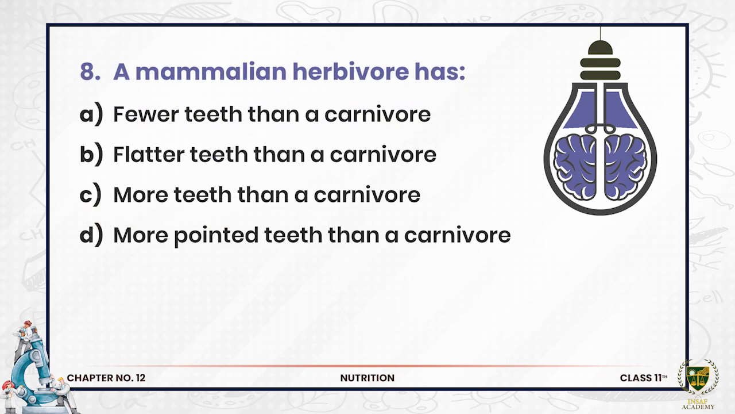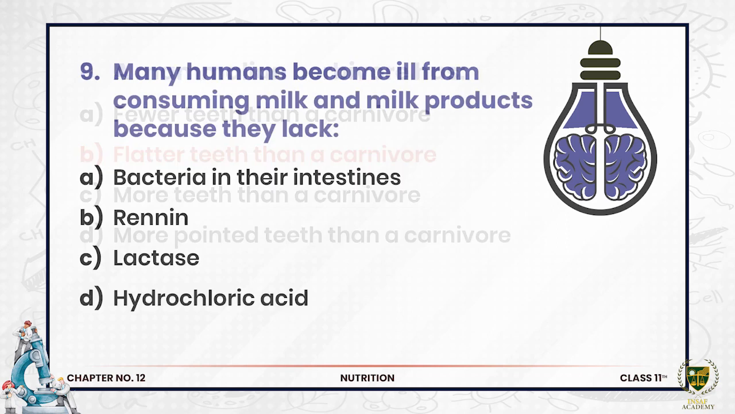MCQ number 8, it states, a mammalian herbivore has alpha fewer teeth than a carnivore, beta flatter teeth than a carnivore, Charlie more teeth than a carnivore, delta more pointy teeth than a carnivore. So the correct answer, obviously you know, that is flatter teeth. Which are the flatter teeth? Incisors. So incisors are present in them compared to carnivores. Flatter teeth, beta option.